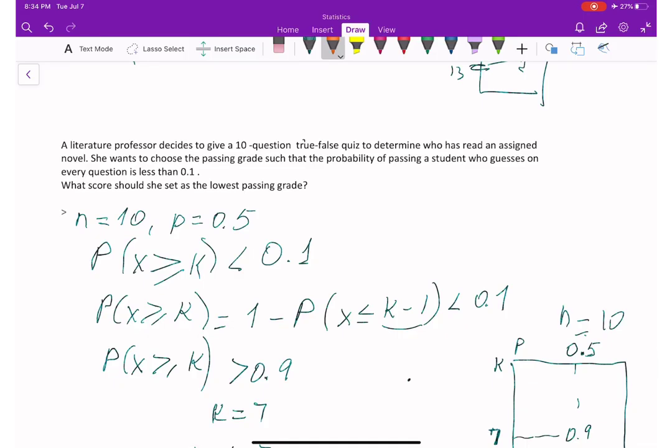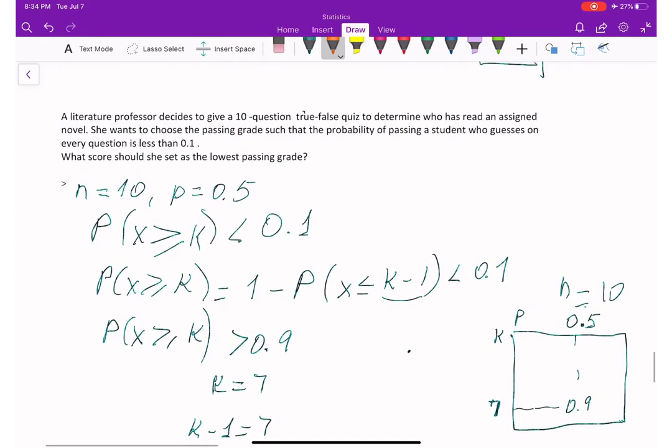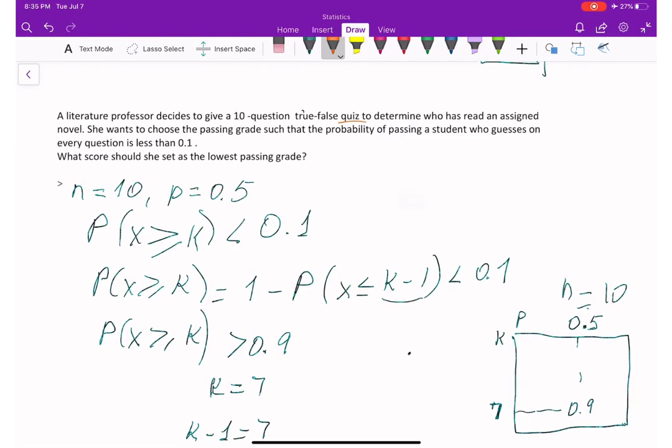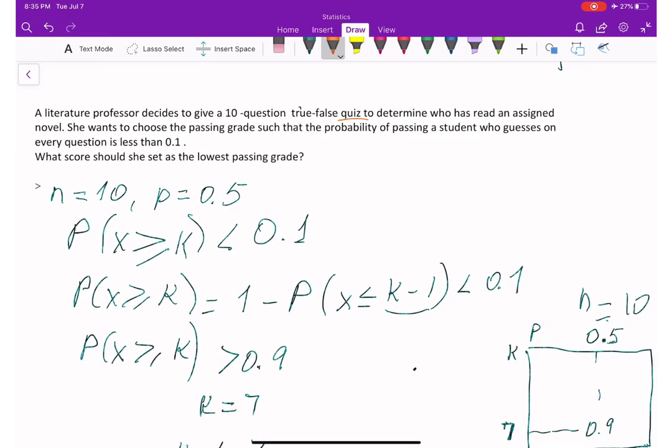And the last question I'm going to cover is on cumulative binomial distribution. It's going to be a different table here. Let's see. A literature professor decides to give a 10-question true-false quiz to determine who has read an assigned novel. She wants to choose the passing grade such that the probability of passing students who guess on every question is less than 0.1.